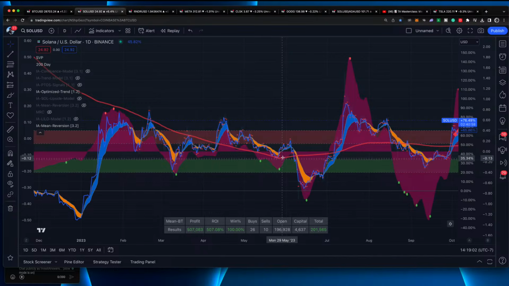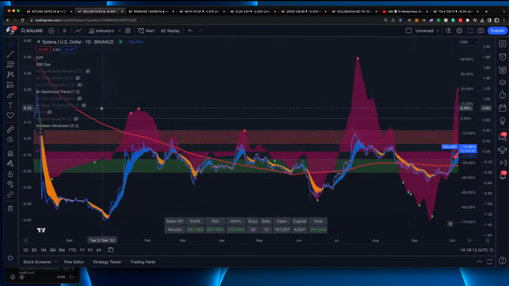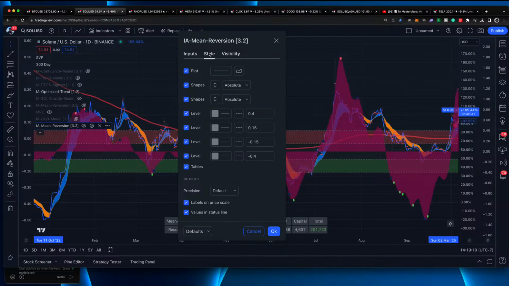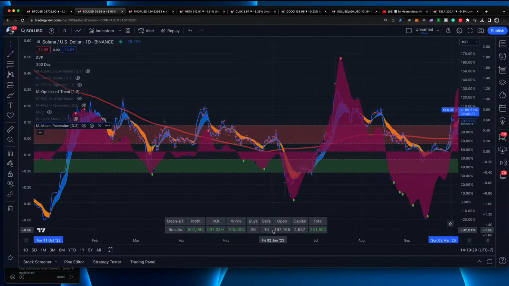Now, the other thing that you can do too, which is very important, you can dial in the actual settings. So let's do that. So we focus more on having far fewer signals, far fewer trades, but much more accuracy. So what we can do here is go to the style, and we can change the level to say minus 0.5, plus 0.5. And you can see the bands are 0.6, 0.5. And you can dial these in, and this will tell you to wait.